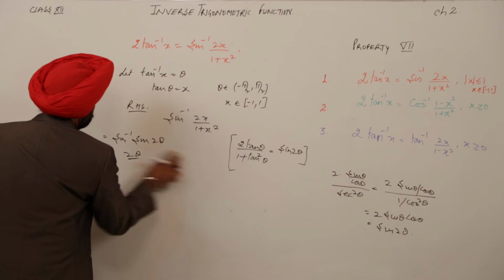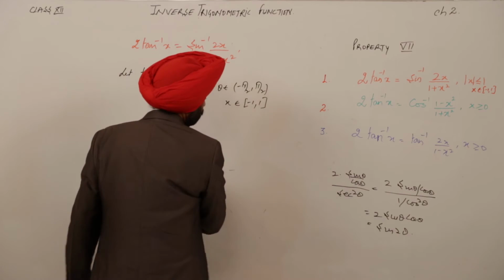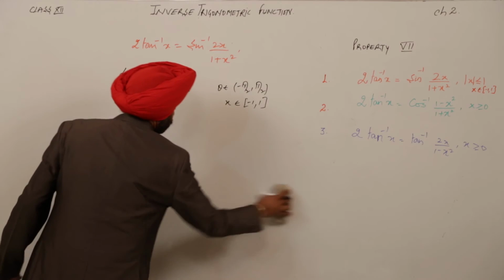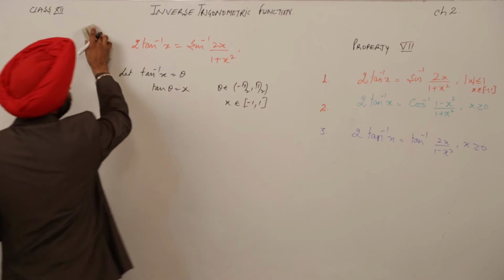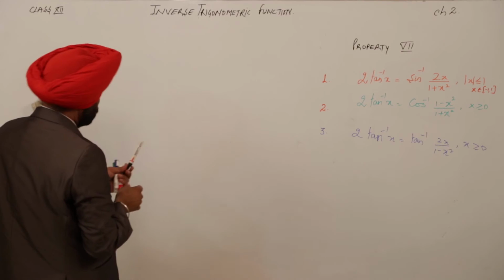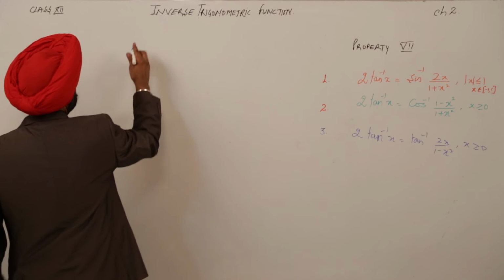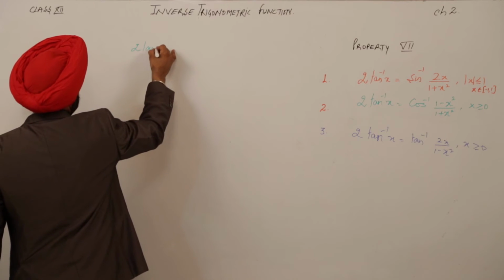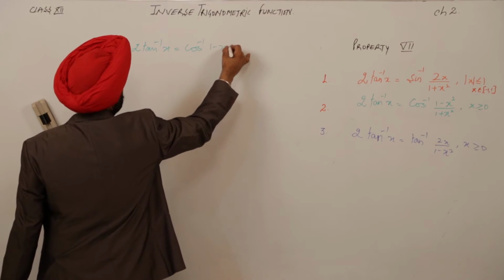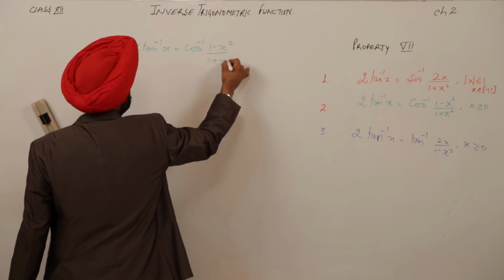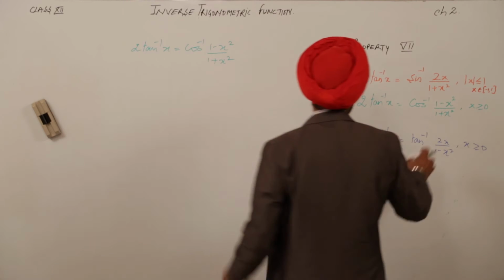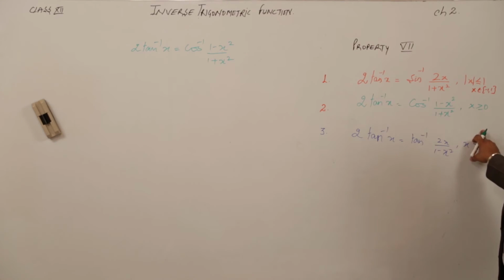Now let's move with the second part. Now in the second part we are having cos inverse. The second was 2 tan inverse x is equal to cos inverse of 1 minus x square upon 1 plus x square. And here what is the condition? The condition is x is greater than or equal to 0.